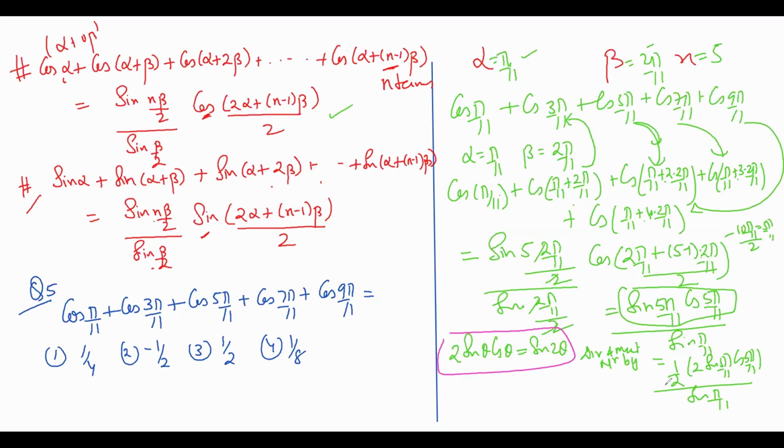Okay. Now I'm turning to the next page. This is 2 sine A cos B. After applying this, 2 sine 5 pi by 11 cos 5 pi by 11 comes out to be sine 2 into 5 pi by 11, that is 10 pi by 11. So now I'm turning the page. So what I get here is 1 by 2 sine 10 pi by 11, and in the denominator I have sine pi by 11.